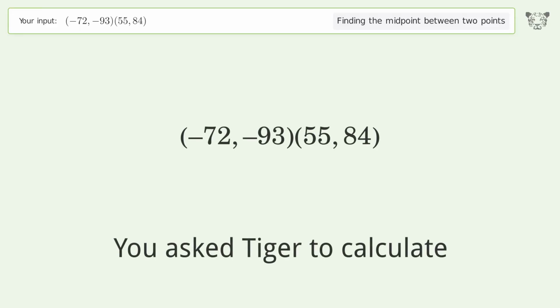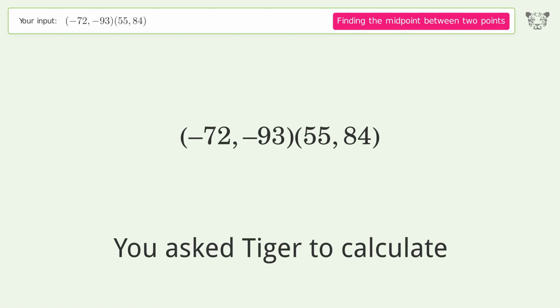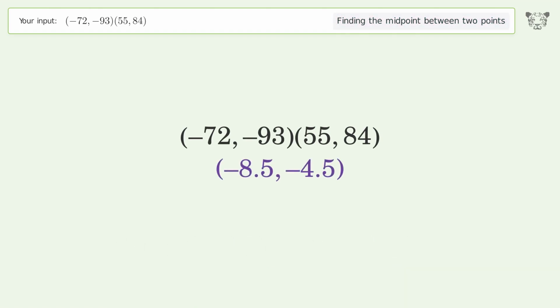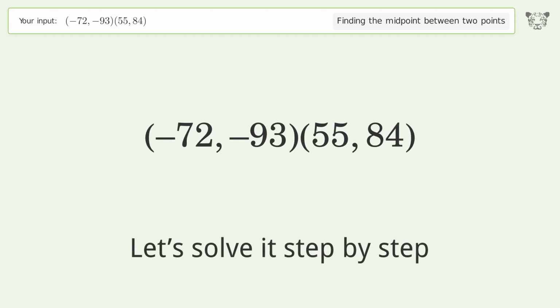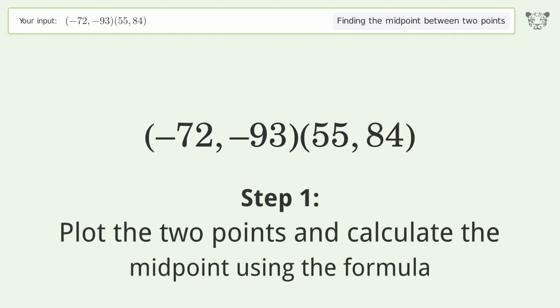You ask Tiger to calculate. This deals with finding the midpoint between 2 points. The midpoint between the 2 points is -8.5, -4.5. Let's solve it step by step. Plot the 2 points and calculate the midpoint using the formula.